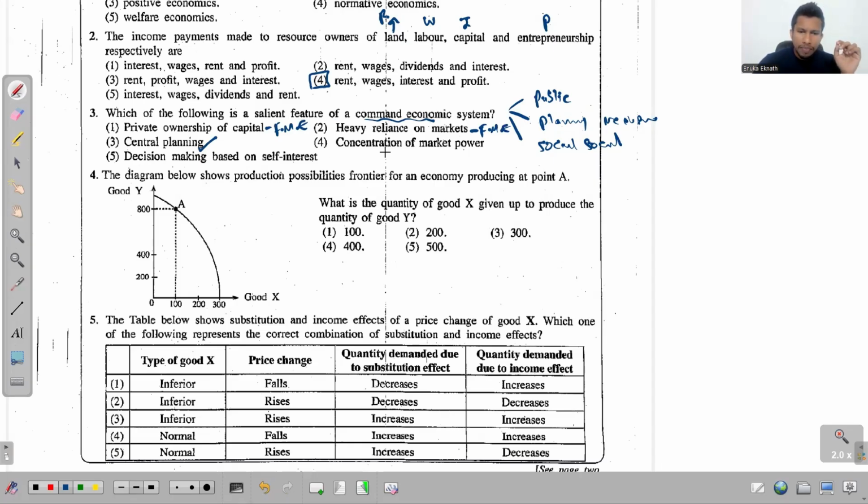The fourth one says concentration of market power. See, concentration of market power is not a salient feature even in a free market economy. No, it's not. And the fifth one, decision making based on self-interest. This is a salient feature in free market economy. So from the provided 5 options, the answer for this question 3 is the third one.